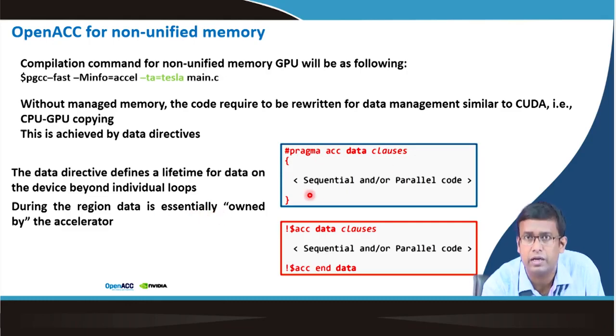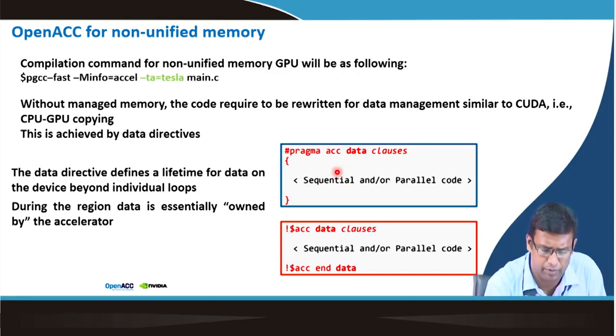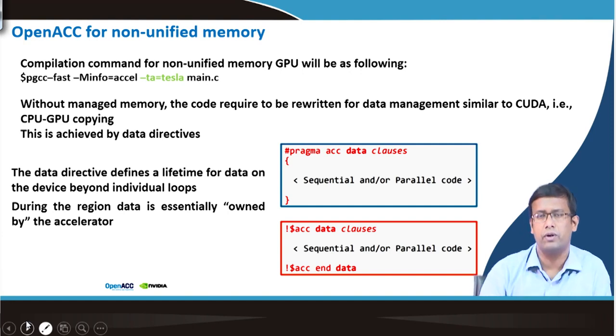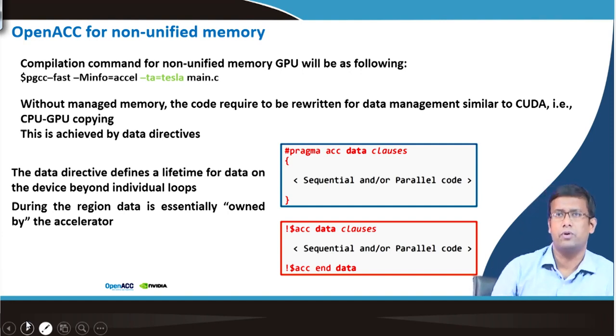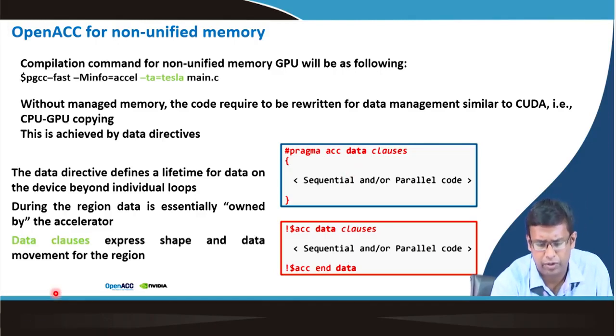When we give the data directive, within this region any data we talk about is owned by the accelerator. It is on the GPU. If you are using an unmanaged system, then you have to copy from CPU to GPU, and within the directive it will be in the GPU. And then we can copy back from GPU to CPU. Data clauses express the direction of movement and the shape and size of the data.